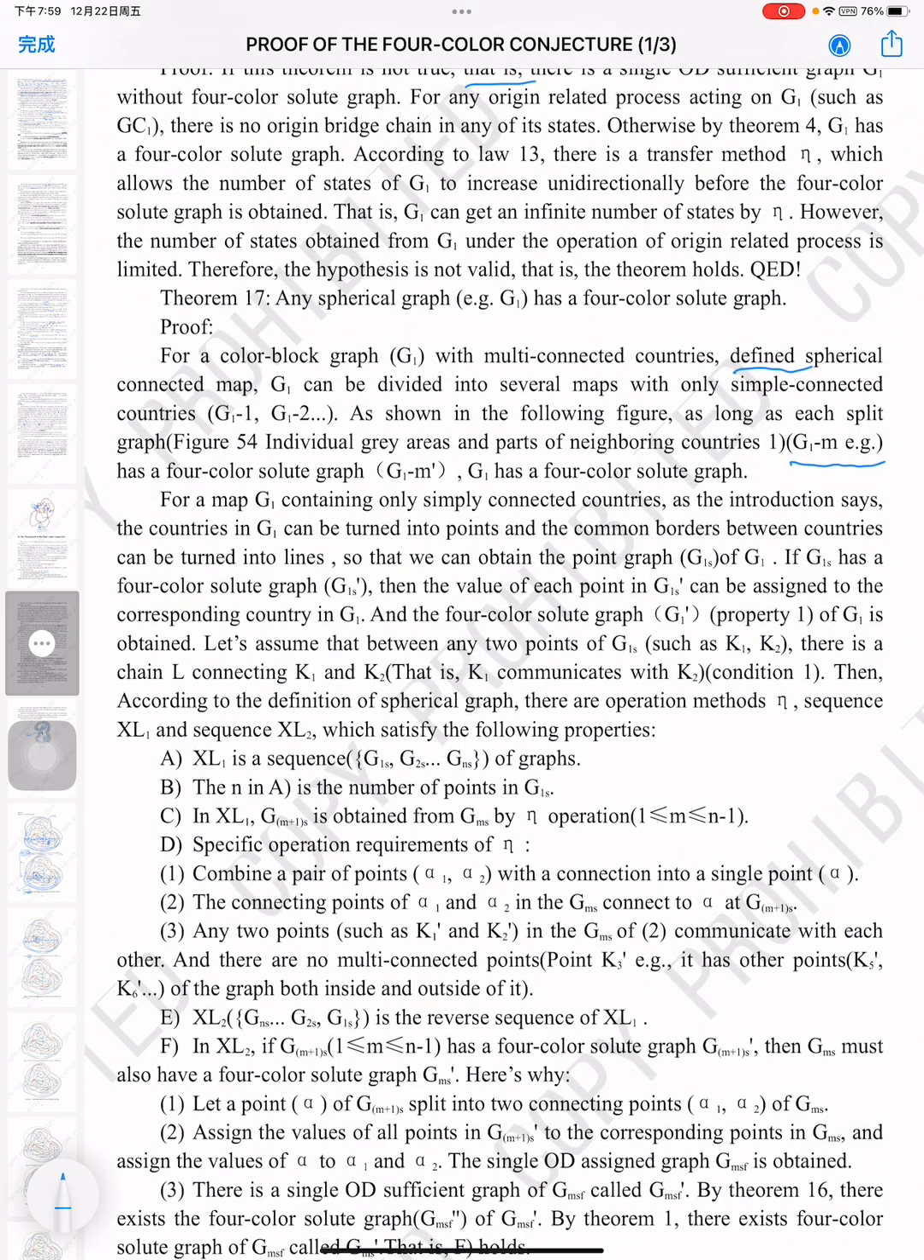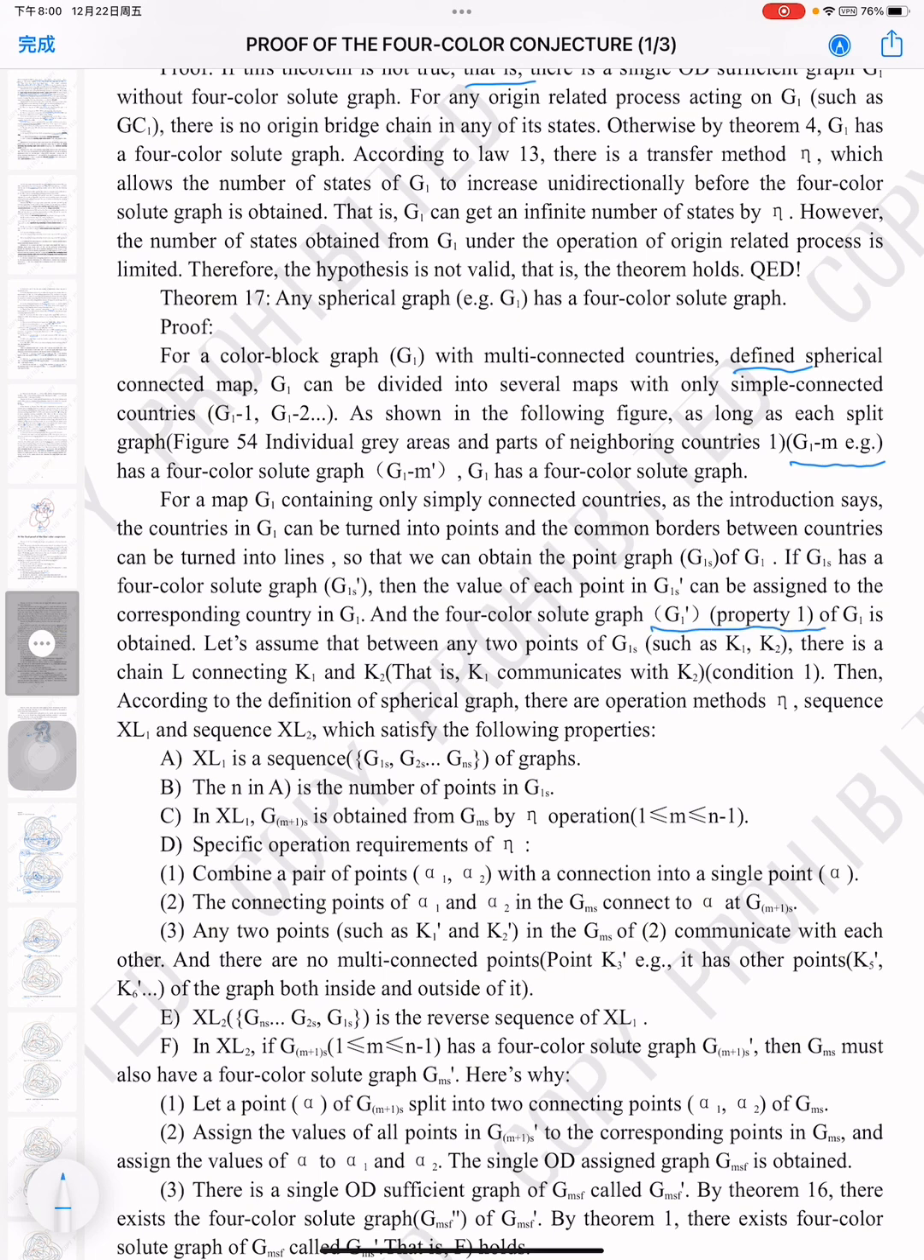For a map G1 containing only simple connected countries, as the introduction says, the countries in G1 can be turned into points and the common borders between countries can be turned into lines, so that we can obtain the point graph G1S of G1. If G1S has a four-color solute graph G1S apostrophe, then the value of each point in G1S apostrophe can be assigned to the corresponding country in G1, and the four-color solute graph G1 apostrophe, property 1 of G1, is obtained.